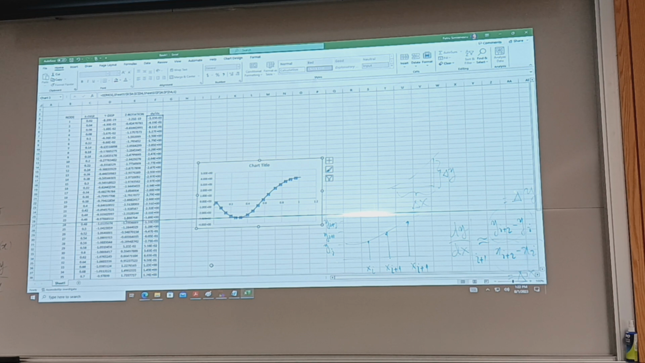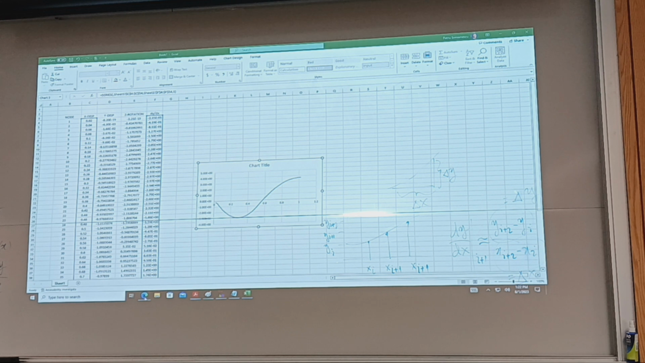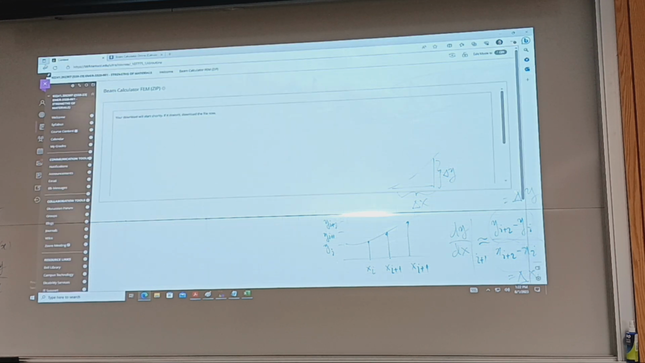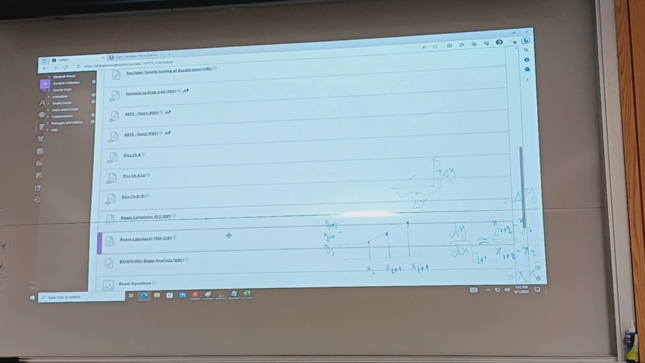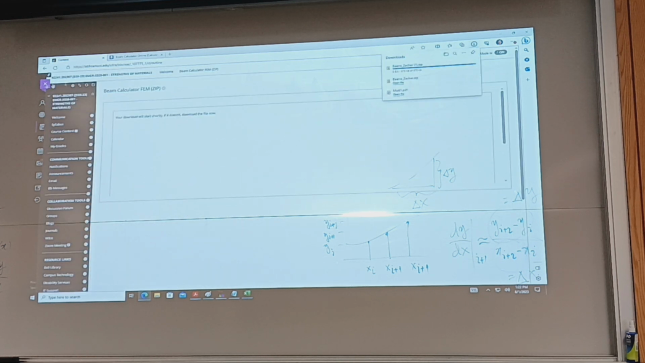And then we need to go do successive integration. That will happen tomorrow. I'll introduce you to the spreadsheet. So the spreadsheet. The spreadsheet here where it says beam calculator, no, this is Zecker again.